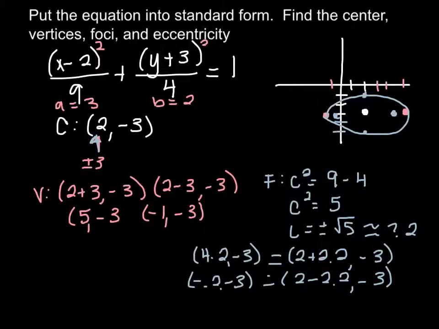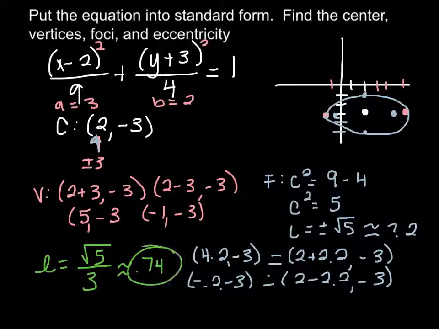The last piece we're going to do here is eccentricity, which is c over a, and that's approximately 0.74, which again means it's a little bit more elongated than it is round.